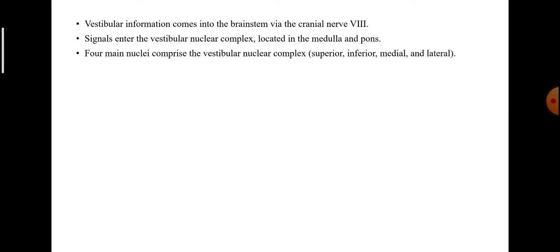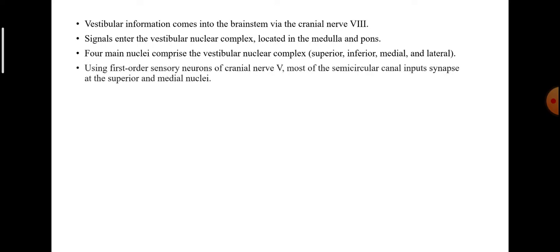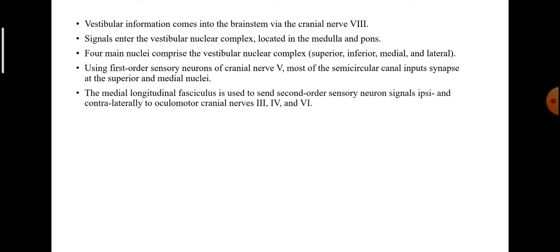Vestibular information comes into the brain stem via the cranial nerve 8, the auditory nerve. Signals enter the vestibular nuclear complex located in the medulla and pons. Four main nuclei comprise the vestibular nuclear complex, namely superior, inferior, medial, and lateral. Using first order sensory neurons of cranial nerve 5, most of the semicircular canal inputs synapse at the superior and medial nuclei. The median longitudinal fasciculus is used to send second order sensory neuron signals ipsi and contra laterally to oculomotor cranial nerves 3rd, 4th, and 6th.